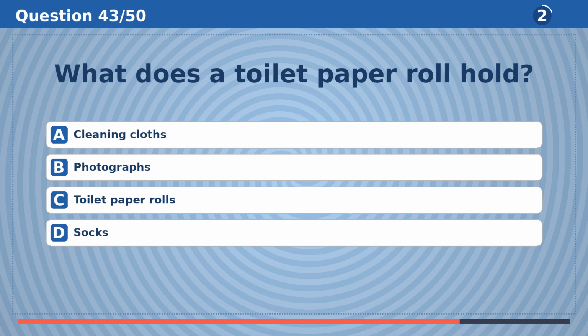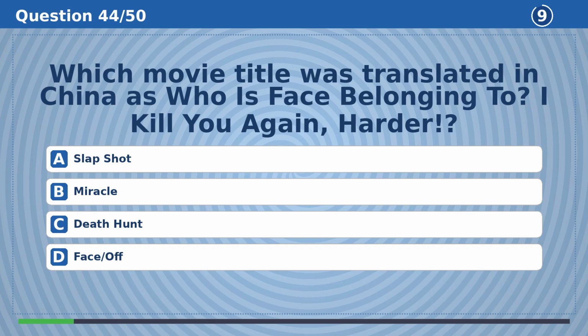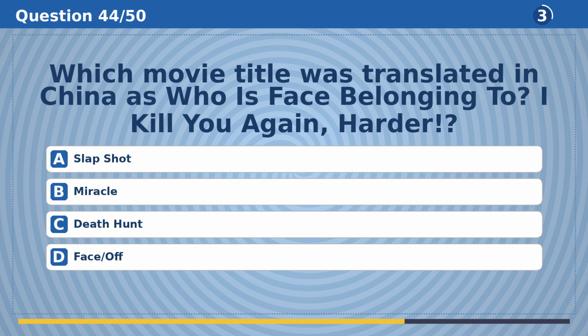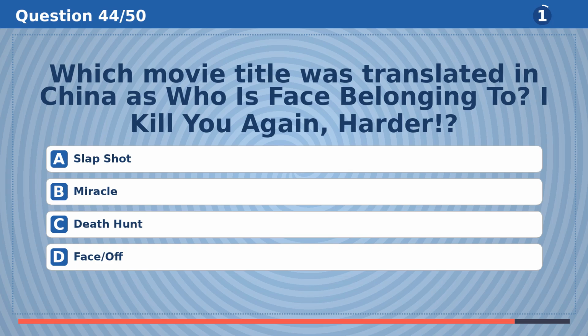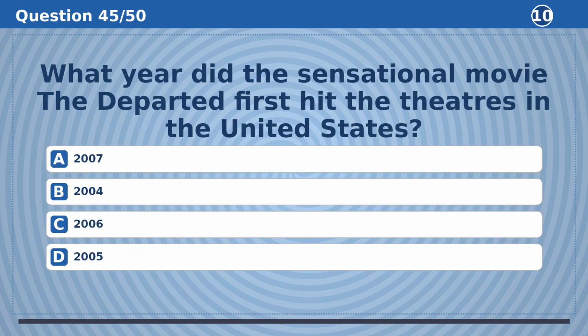What does a toilet paper roll hold? The answer is B, photographs. Which movie title was translated in China as Who is Face belonging to? I Kill You Again, Harder? The answer is D, Face Slash Off.